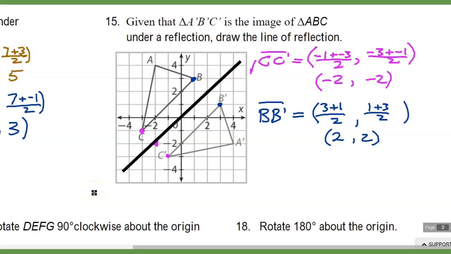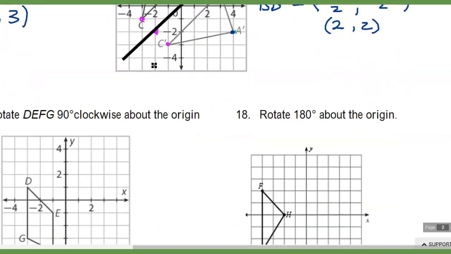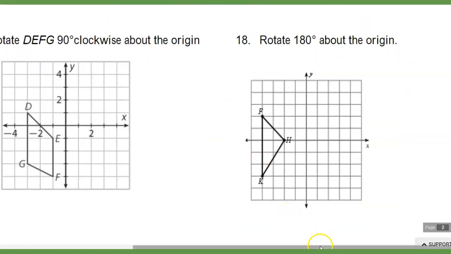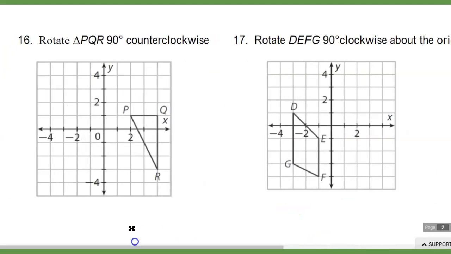There we go. There's our line of reflection. If you want to be extra sure, you can always go through and find the midpoint of A and A prime. All right, so let's go ahead and move on and do some rotations.